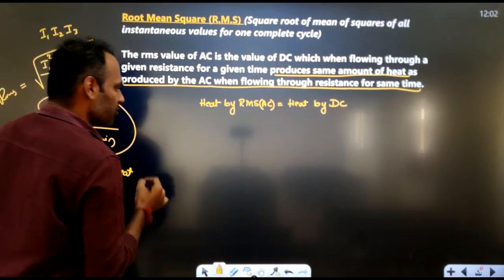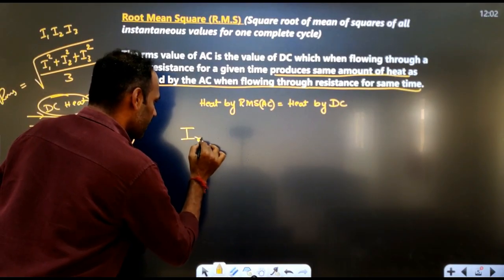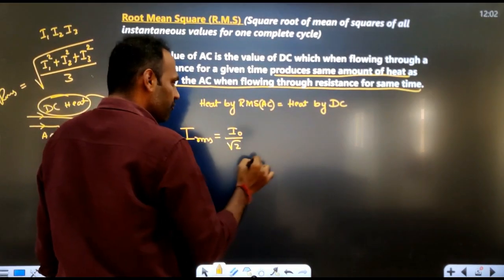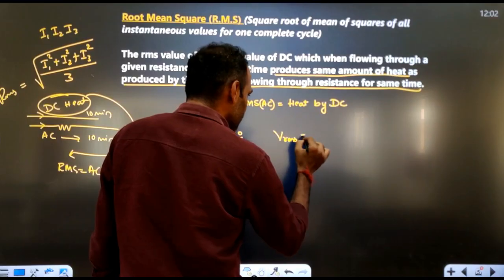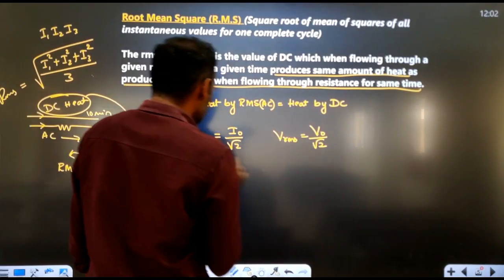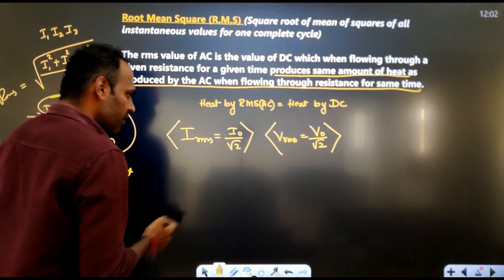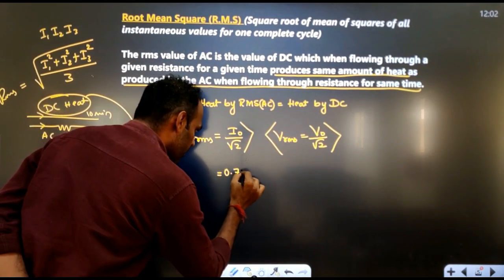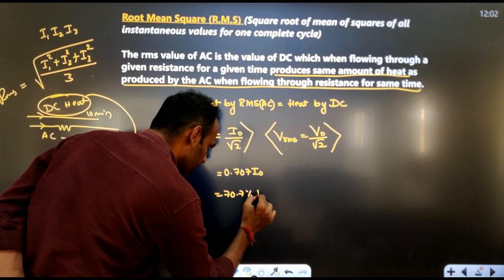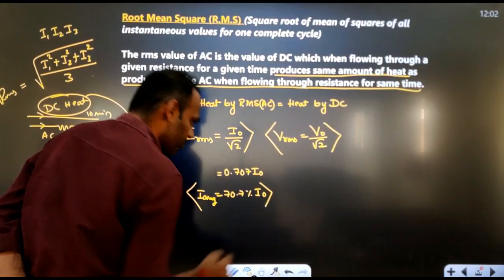So next, let us write the equation of RMS value. For example, IRMS will be equal to I naught divided by root 2, and VRMS will be equal to V naught by root 2. We are writing in terms of peak value, right? So these are the equations of RMS values. See, if we take 1 by root 2, we get 0.707 I naught, which is nothing but 70.7% of I naught.